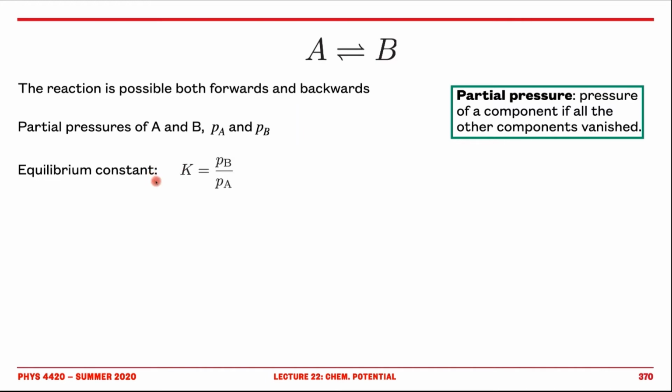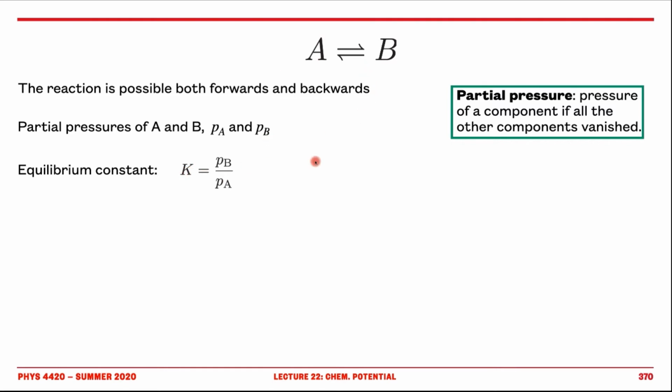Now, we define the equilibrium constant, K, as being PB divided by PA. In other words, if PB is much larger than PA, so K is much larger than 1, that means that this equation leans to the right. It is mostly B. So in other words, this reaction is going to go forward a lot. Now, if PB is much smaller than PA, K will be much smaller than 1, and that means it goes in the other direction.